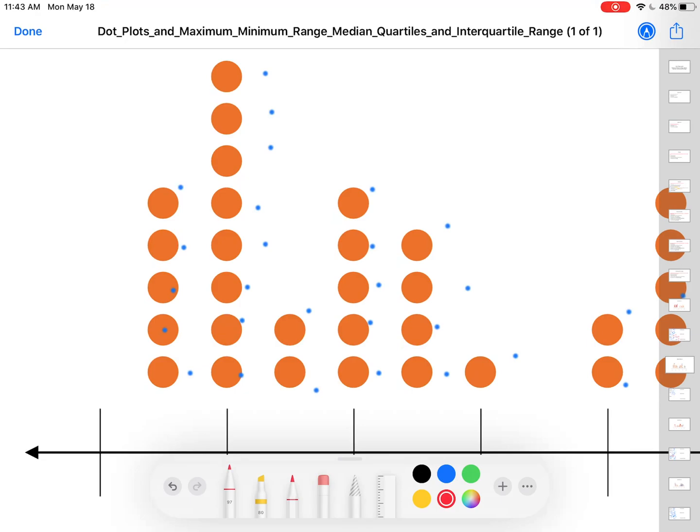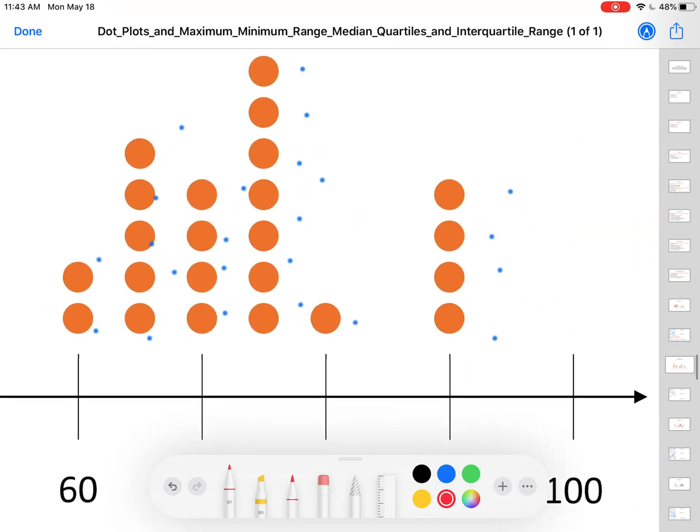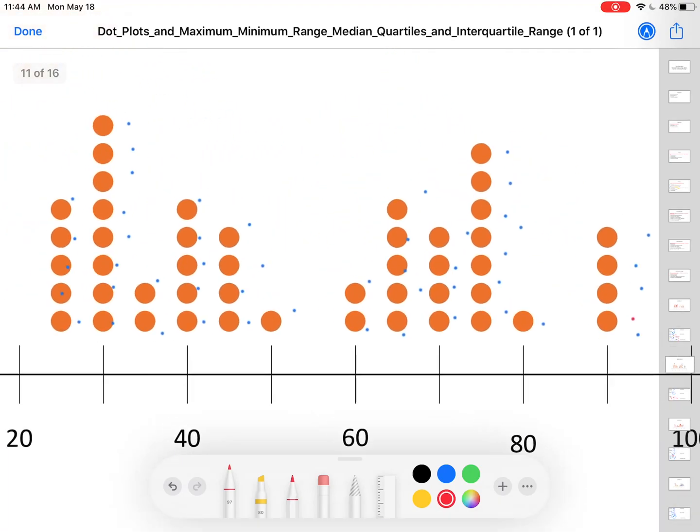17, 18, 19, 20, 21, 22, 23, 24, 25, 26, 27, 28, 29, 30, 31, 32, 33, 34, 35, 36, 37, 38, 39, 40, 41, 42, 43, 44, 45, 46, 47, 48 again. So 48 again. 48 divided by 2 is 24. So you want the 24th and the 25th dots. Okay, count them up.